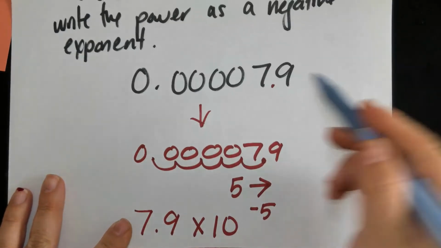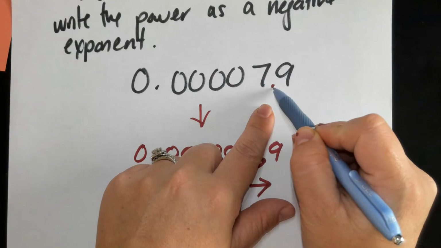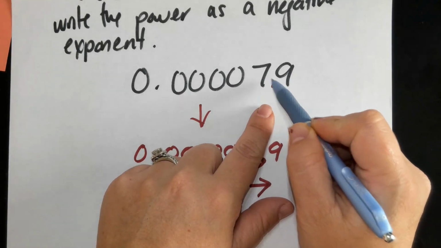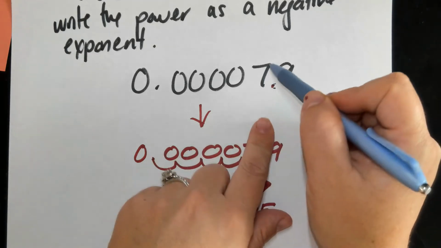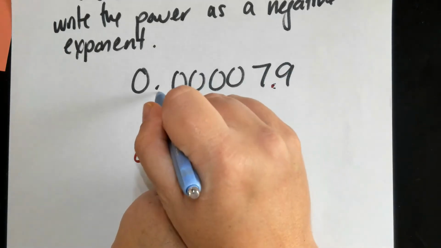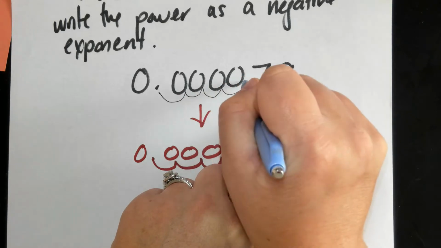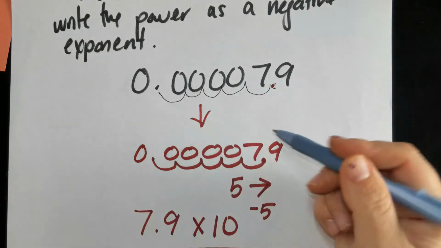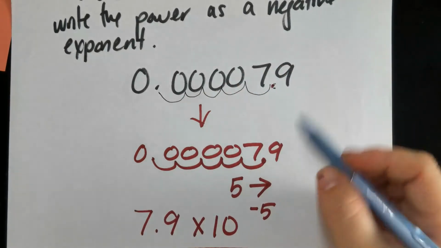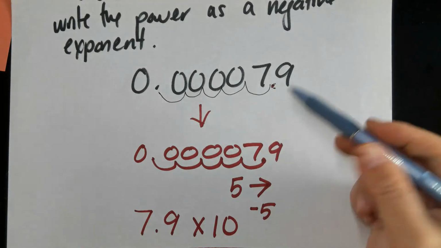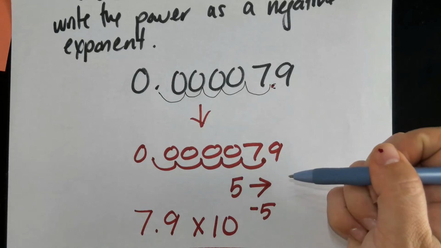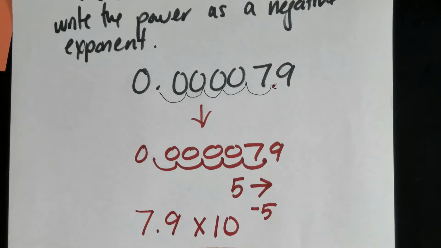0.00079. This is my number. So my decimal point is going to go here, after my first non-zero number, okay? Well, how many places do I have to move the decimal point to get there? 1, 2, 3, 4, 5. I'm moving 5 places to the right to get there, and that means if I have 7.9, to get back to standard form, I have to move my decimal point to the left.